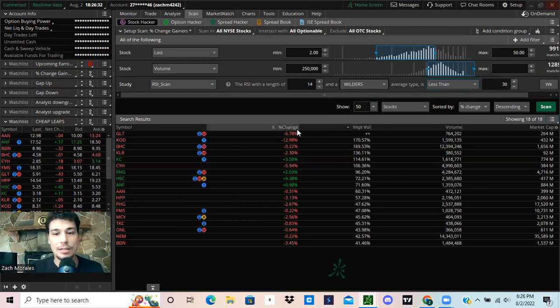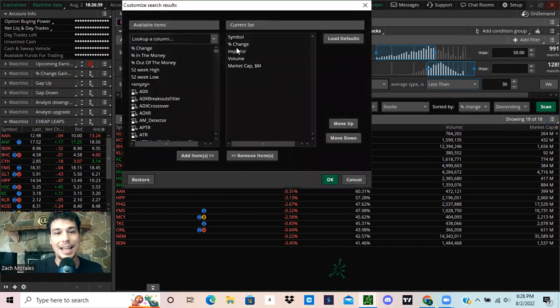So the next part that I like to do is go over to this little wheel box right here and hit customize. And I take out everything that's in there. All I really like to see is the symbol, the percentage change. So you just hit percentage change, add items. You see it puts it in there.